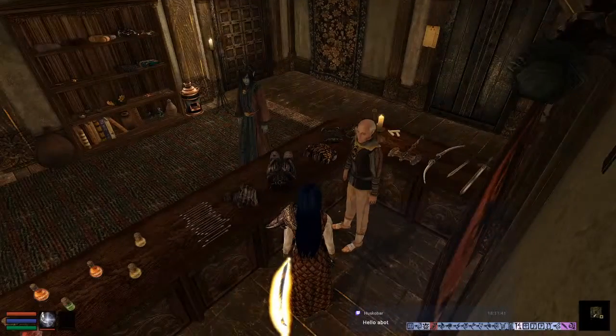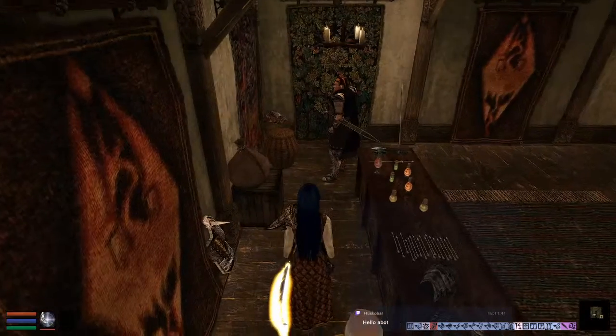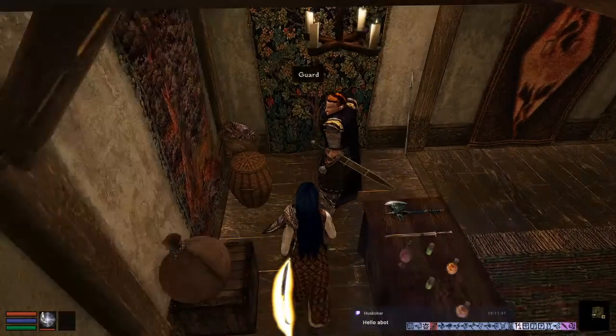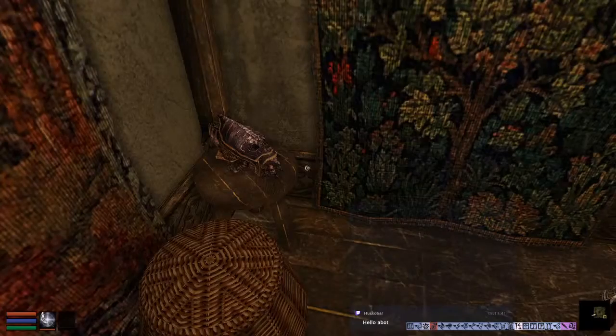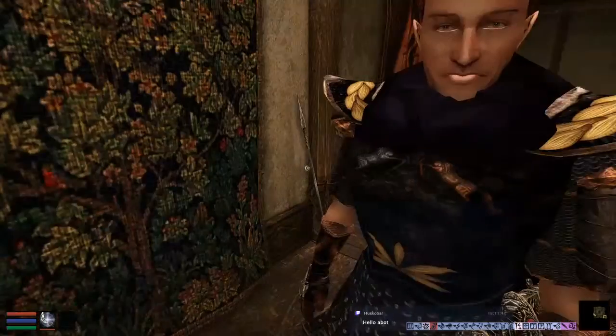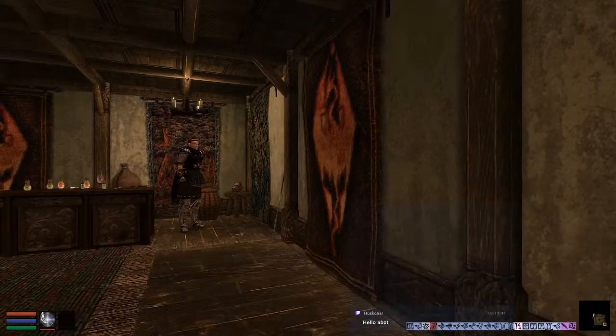Hello, Huskabar. And oh, it's the right one. We should steal it. Oh, what does a guard right in front of you? So this is not so easy.